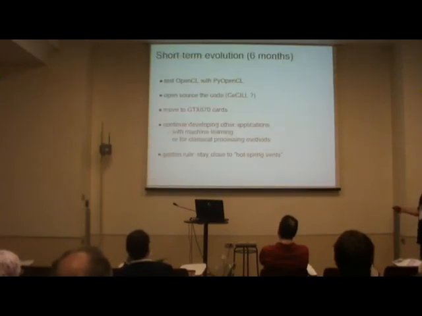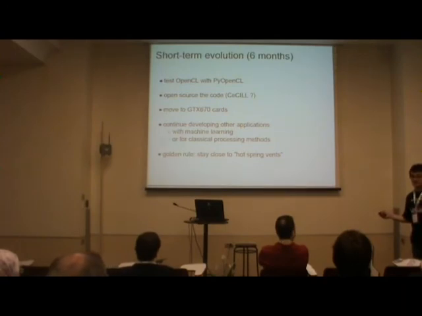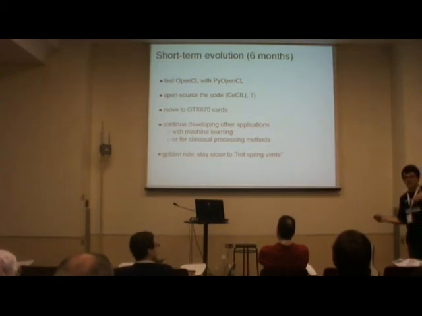So the short-term evolution is to test OpenCL with PyOpenCL. Apparently, I went to a specialized seminar. It's a little more painful to program in OpenCL. So because I'm not a professional programmer, maybe I'll stick to CUDA. Open source the code, of course, it's the whole thing of reproducible computational research. And move to the new cards, whose speed will be twice as fast as the previous 590s. Very nice. And of course, this machine learning application for deconvolution will not be the only application of the machine learning machine we have. We also program lots of other applications in chemistry.